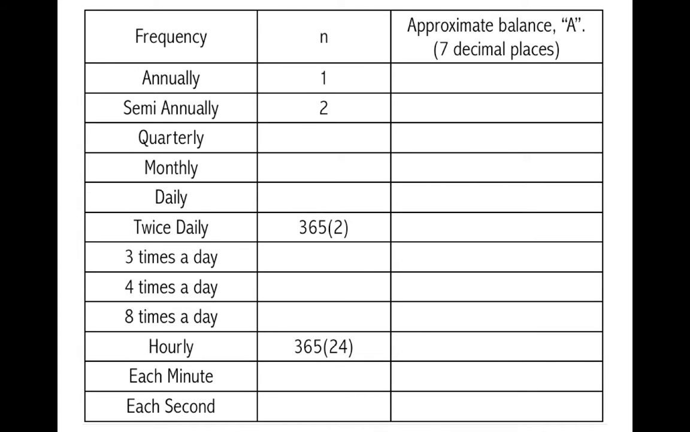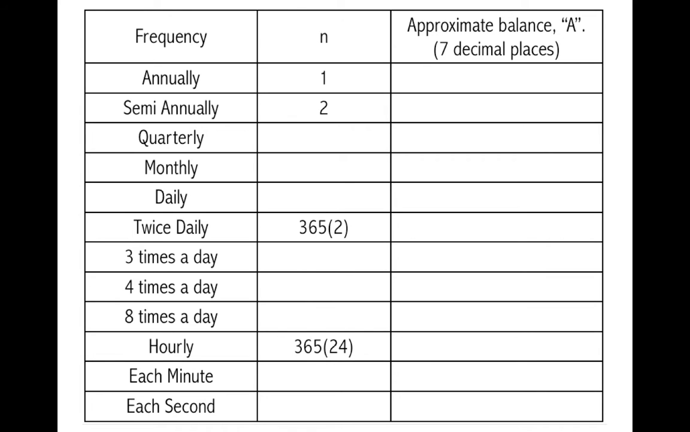And this is what I want you to figure out. So what I'm going to have you do is pause the video and actually go through this table. If you take a look on the next page of your packet, this table is right there waiting for you. And the only thing that stays the same for all of these different scenarios is you're putting $1 in, and you're getting an interest of 100%. So that's the same no matter what.